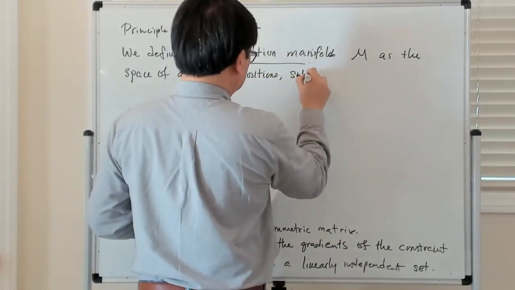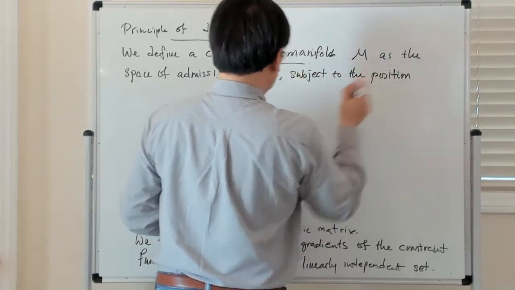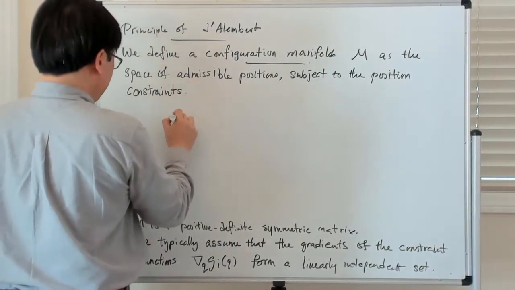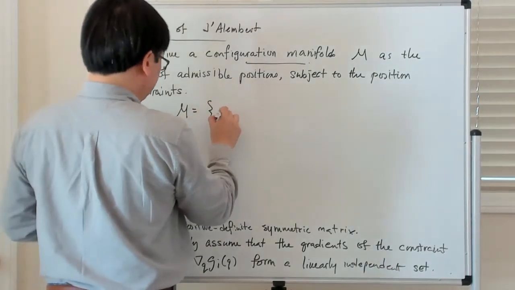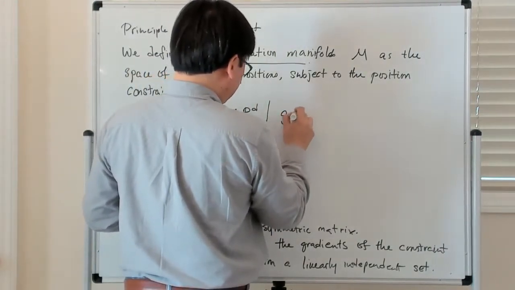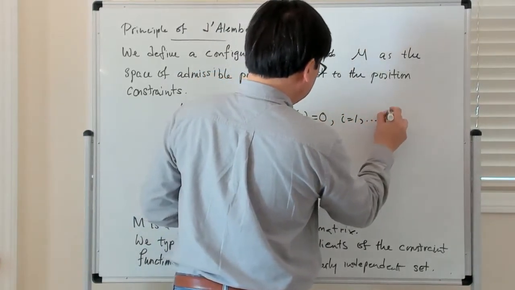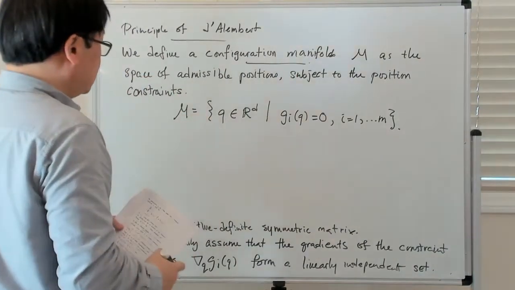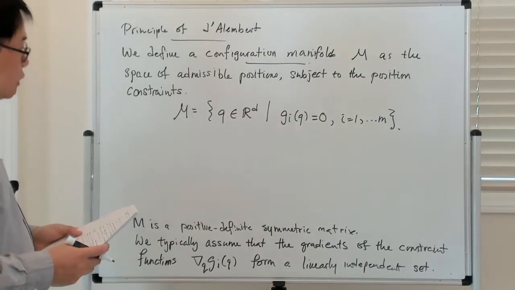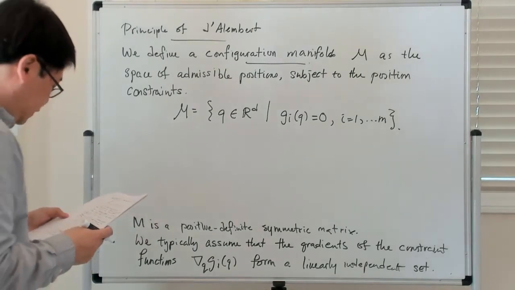Subject to the position constraints. So M basically is the set of points Q in R^d with the property that g_i evaluated at Q equals 0 for i equals 1 to m. All right, so that's the constraint manifold, or the configuration manifold. And then what we need, amongst other things, is to look at tangent spaces to this.